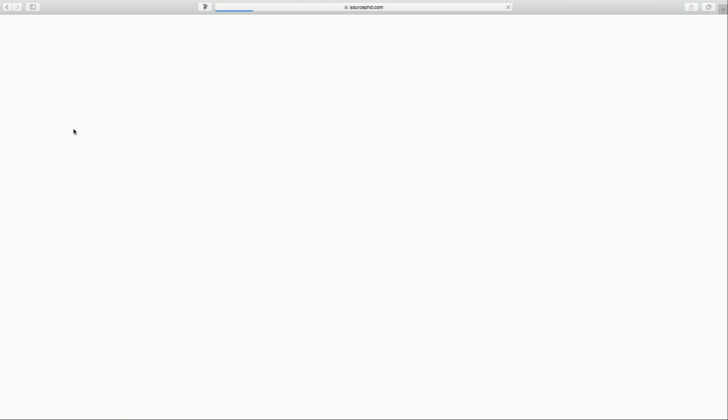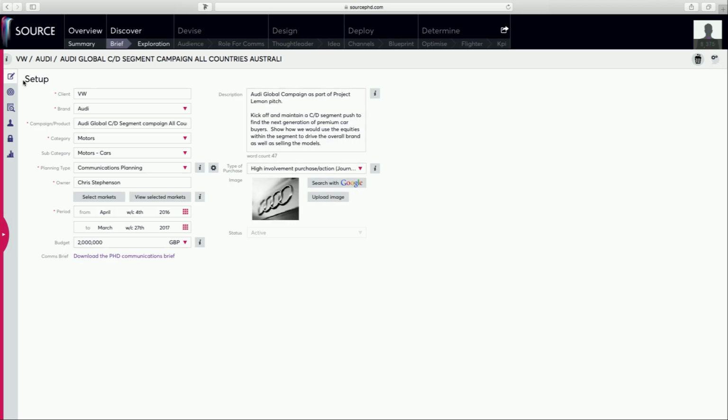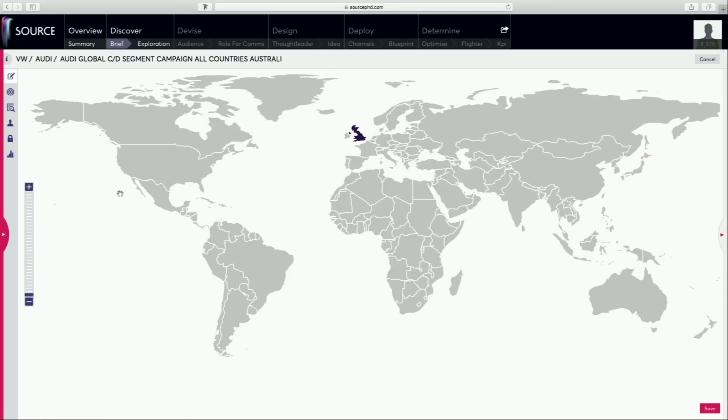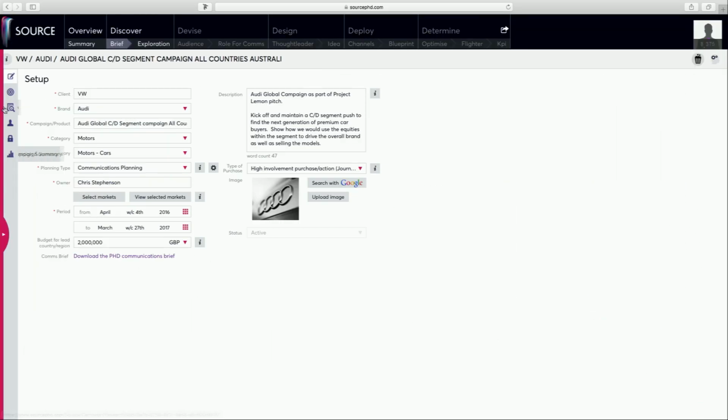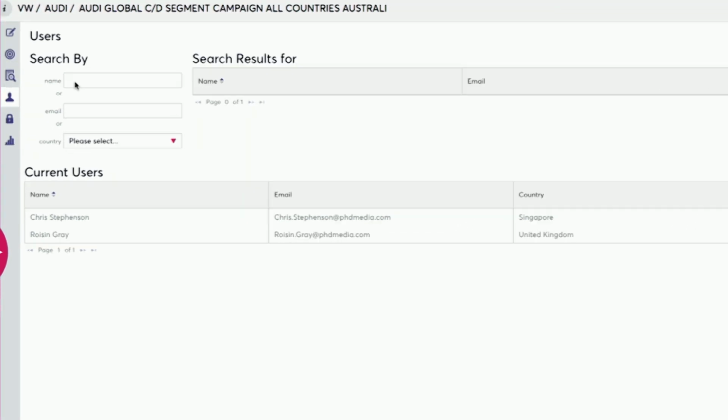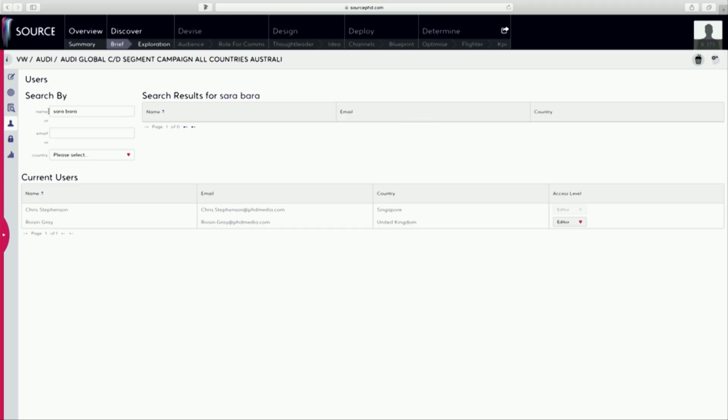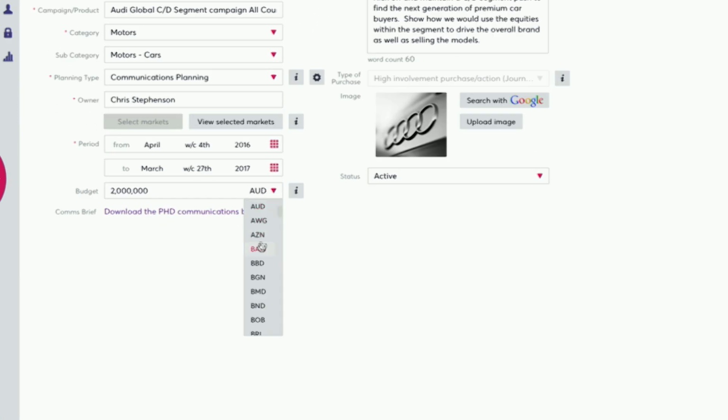The first step is to set up a campaign. For a global campaign, you can assign countries for the brief, and also other collaborators for building the campaign. You can establish an optimal total budget or a budget split across a portfolio or between countries.